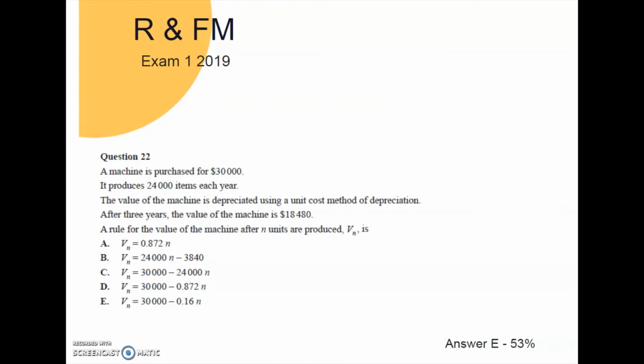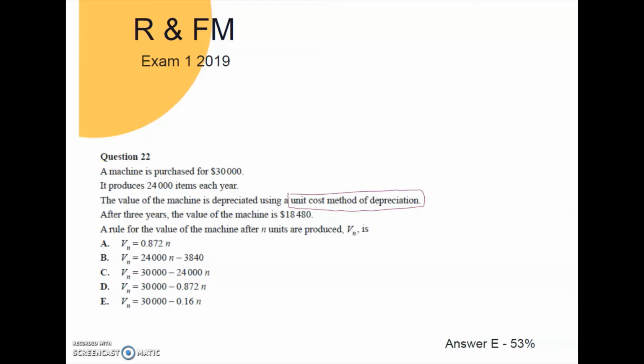Okay, so the first question here in the multiple choice from exam 1, we can see just over 53% got it right. So I'm trying to give you some strategies about how you would approach a question like this, because it's quite common. We have a machine purchased for $30,000. It produces 24,000 items per year, and they're telling us here that it's been depreciated using the unit cost method. Okay, so remember that is a linear style.